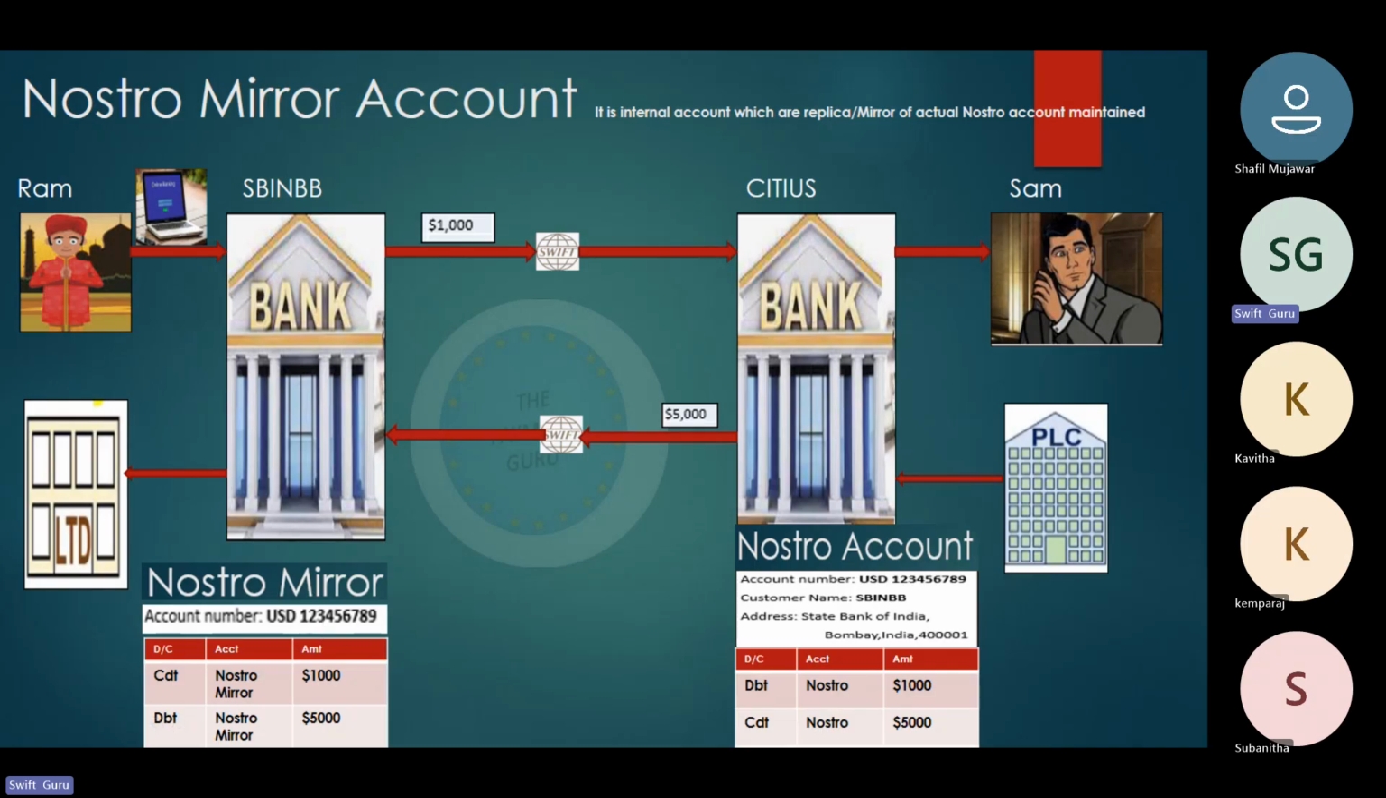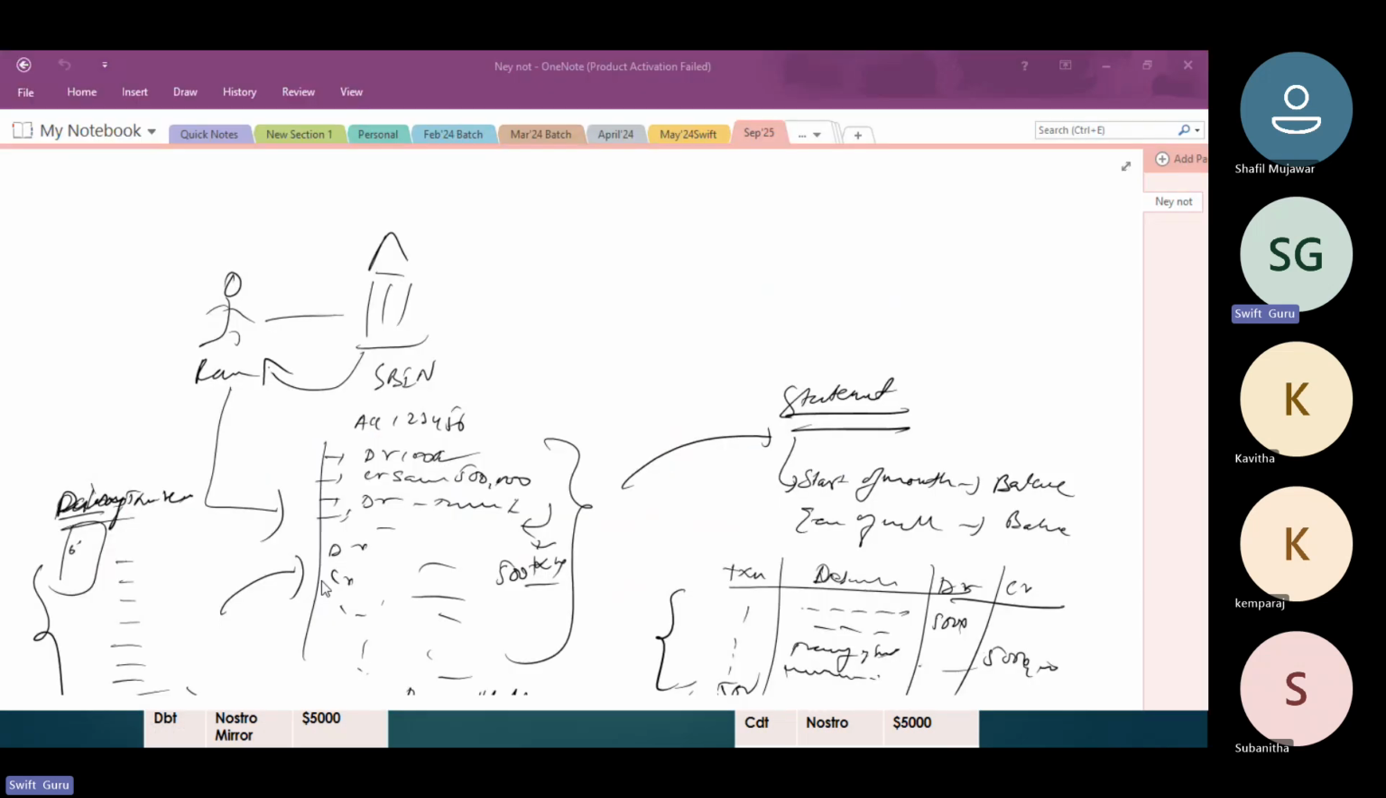It's an internal account for the State Bank of India, which they are internally maintaining. This Nostro mirror account has nothing to do with Sirius Bank. They would know about it, but they don't even have to deal with it. So State Bank of India maintains this account internally for a reason. I'll tell you why.